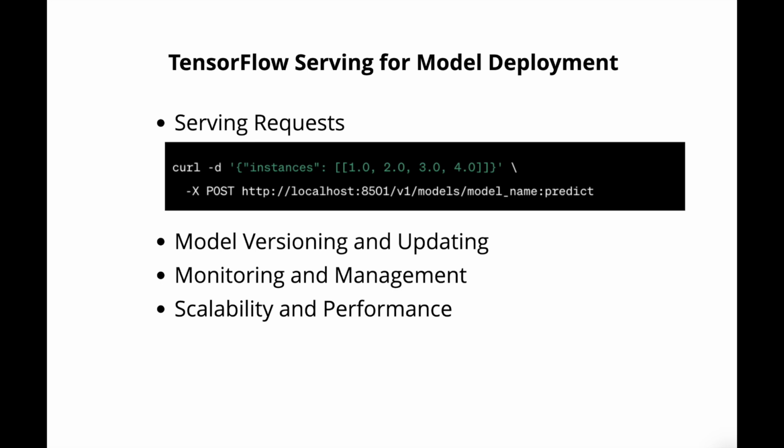TensorFlow Serving is a powerful and scalable solution for deploying TensorFlow models in production environments. By following the steps outlined above, you can deploy trained TensorFlow models with TensorFlow Serving and serve inference requests over HTTP or gRPC protocols. With features like model versioning, monitoring, scalability, and performance optimizations, TensorFlow Serving enables robust and efficient deployment of machine learning models for real-world applications. Consider incorporating TensorFlow Serving into your deployment workflow to streamline model deployment and management in production environments.